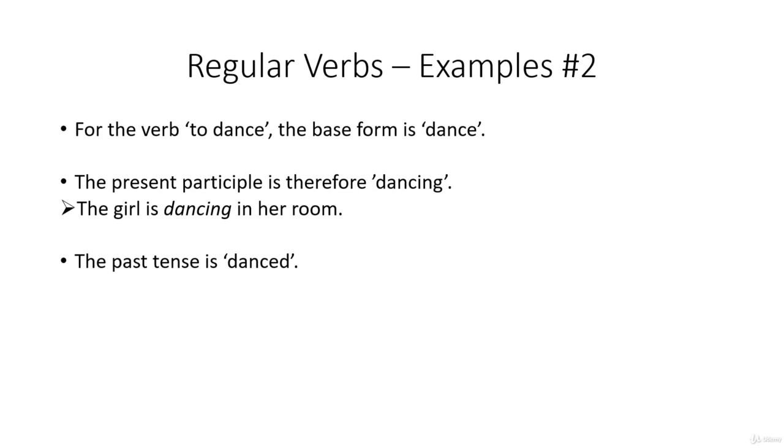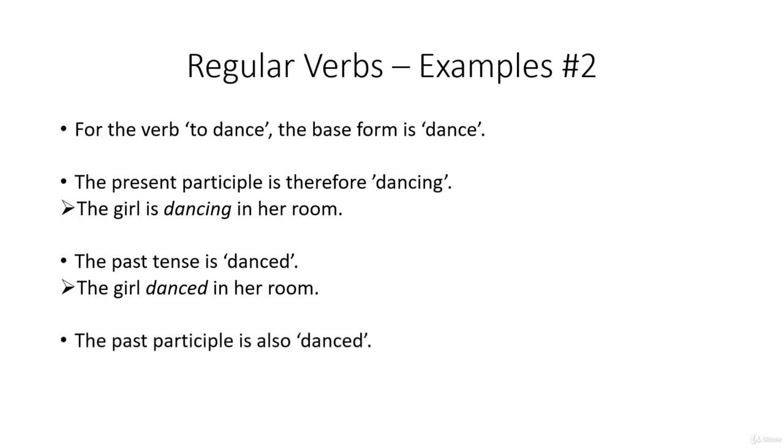So the past tense is danced. The girl danced in her room. And here we only added the d because the base form already ends in an e. And the past participle is also danced, the same as the past tense for regular verbs. The girl had danced in her room.